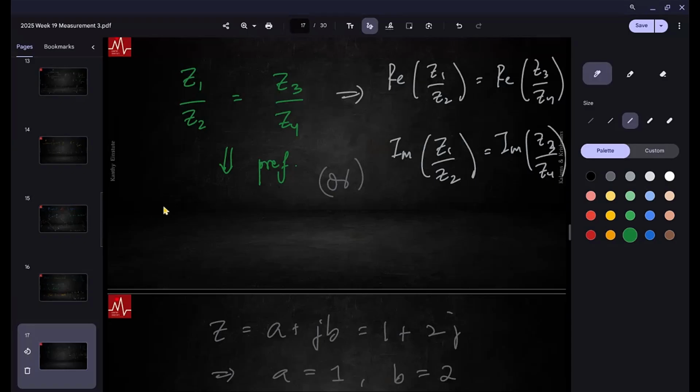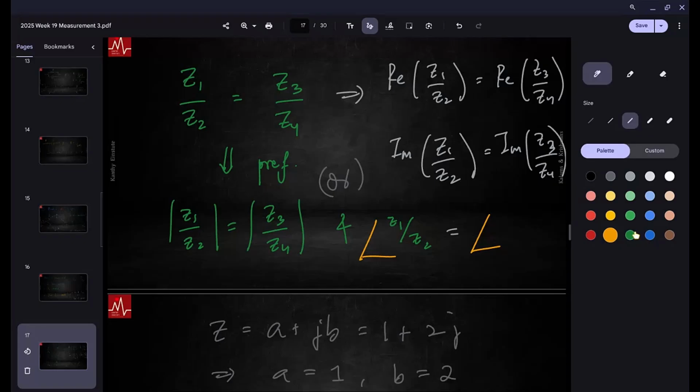Preferably, you get the amplitude of Z1 by Z2 equals the amplitude of Z3 by Z4, and the phase, that is the angle of Z1 by Z2, let's say that's the angle theta. I'm putting a symbol that refers to the angle of that whole thing, equals the angle of the RHS. Z3 by Z4 is a complex number. It has an angle, and these two angles should match.